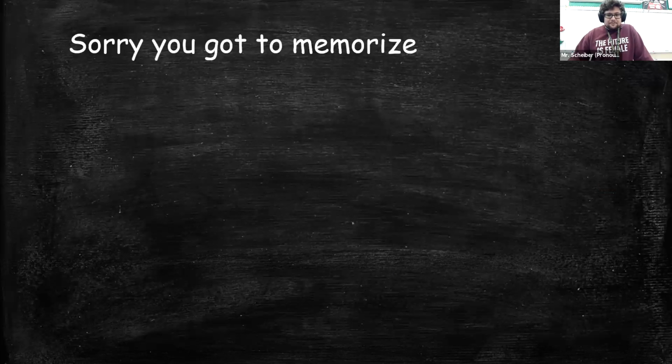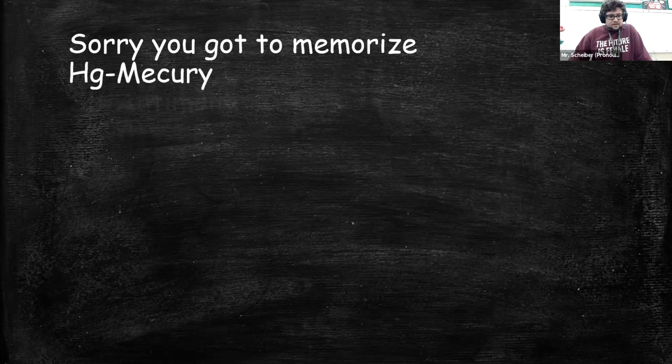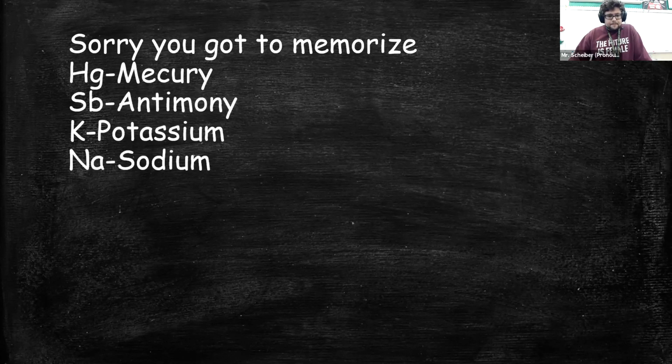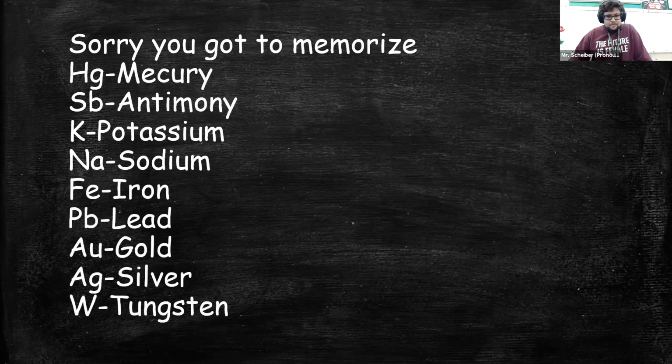Now, unfortunately, you have to memorize a couple of the elements here, because you need to know symbol to name, and it's going to help you a lot. So here are some names and symbols that I want you to know. Mercury, antimony, potassium, sodium, iron, lead, gold, silver, tungsten, kind of not so much, but the first couple you definitely have to know.